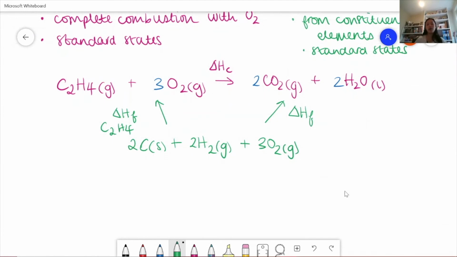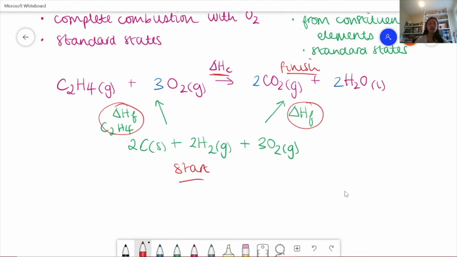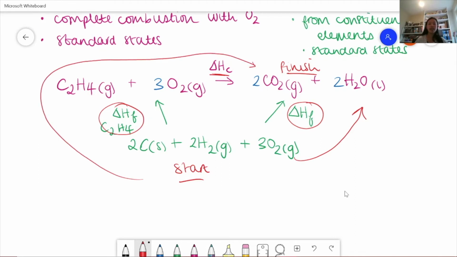So now we think about where's the start and where's the finish. So we're trying to work out this. We know this, and we can work out this, which means that we could call this the start and this the finish, because we know what the enthalpy is when we go this way, and we can work out what the enthalpy is when we go this way by adding this and this. And so we can find this by minusing this from this.